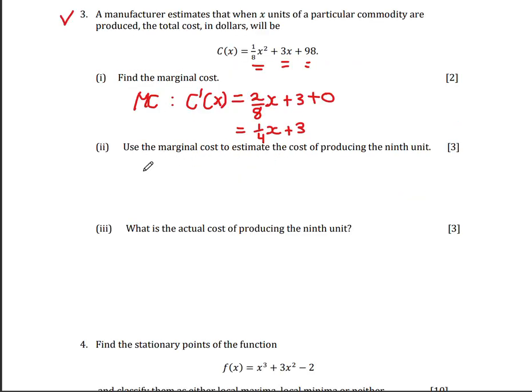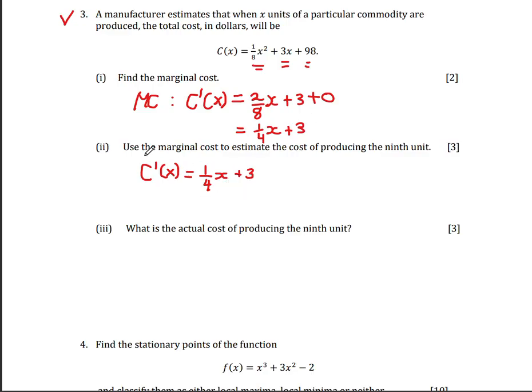Now we're asked to use the marginal cost function, which is C prime of X, to estimate the cost of producing the 9th unit. Now keep in mind that the marginal cost function represents the cost of producing an extra unit of product. By definition, the marginal cost is the cost associated with producing one more unit of a particular product, or one less unit of a particular product for that matter.